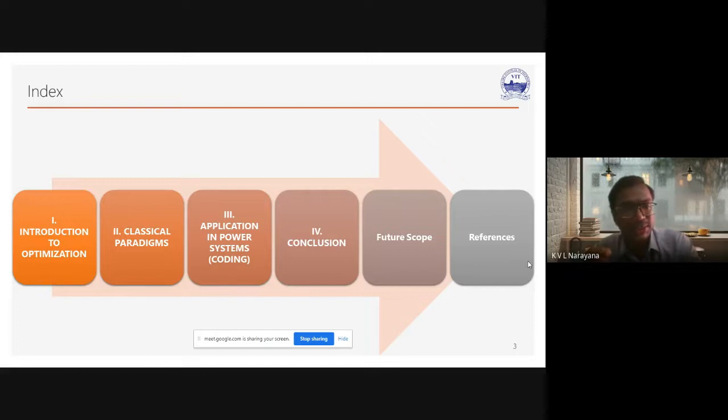So this is just a definition of the optimization. So the optimization is the process of finding the conditions, that means the solutions of the problem, that give the maximum or minimum value of a function, that is the mathematical model of the problem we consider.